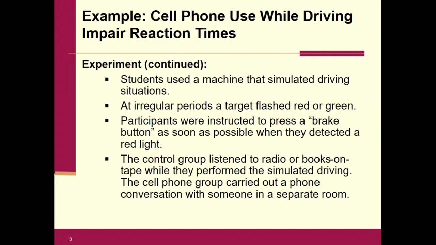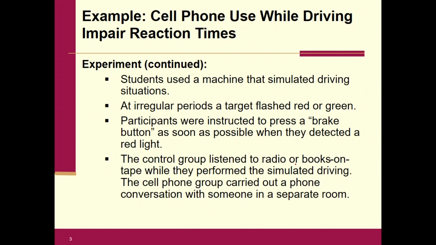So students used a machine that simulated driving situations, and at irregular periods, a target flashed red or green. And so here's a student, and a red light would flash, and then they would press a button or press a brake, and that was recorded, how long it took for them to do that, and then they did that several times for each student.